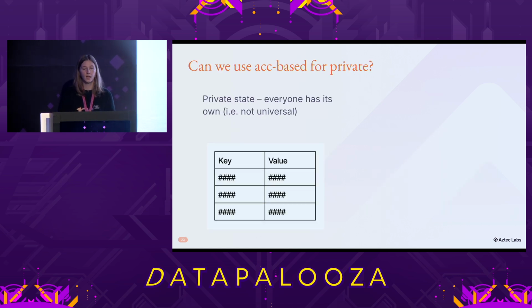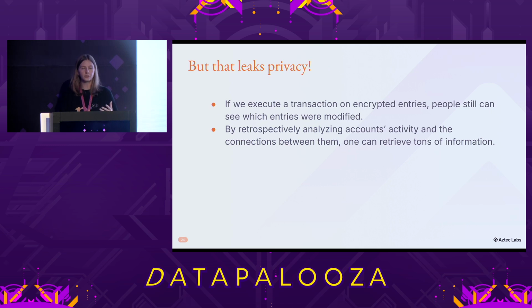That's it. Can we use the account-based model for privacy? Let's think. If we just encrypt everything and perform transactions like that, not really. Because if we execute a transaction on encrypted entries, people can still see which entries were modified. And by retrospectively analyzing account activity, a lot of information can be retrieved. And it means we already don't have any privacy.